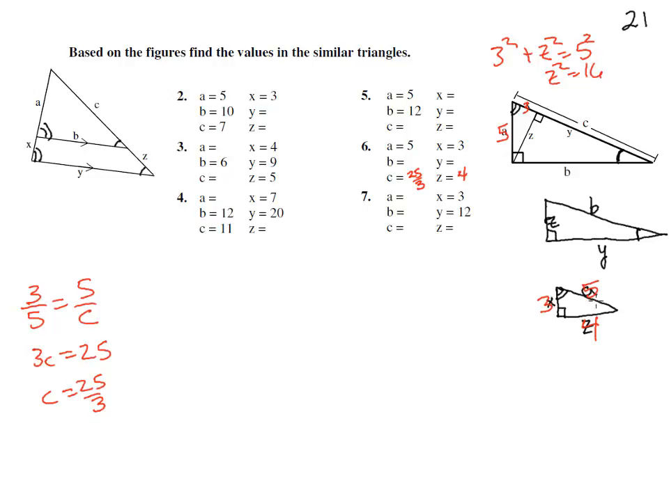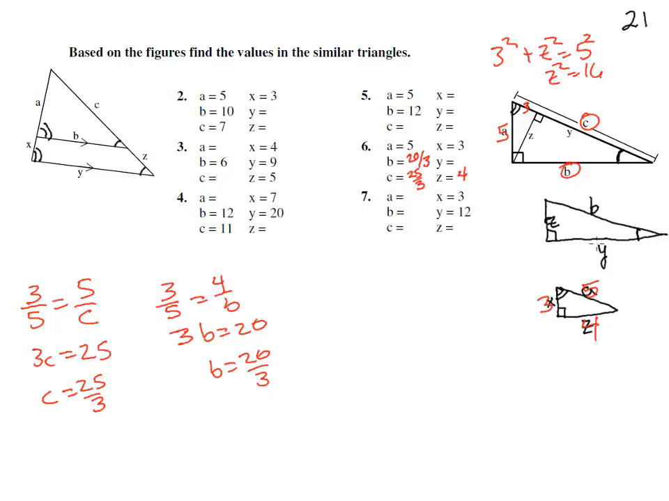3 is to 5 as 4 is to b. Okay, so we got c. We're now getting b. 3b equals 20, so b equals 20 thirds. Okay, that's good. Let's put that up there, 20 thirds.